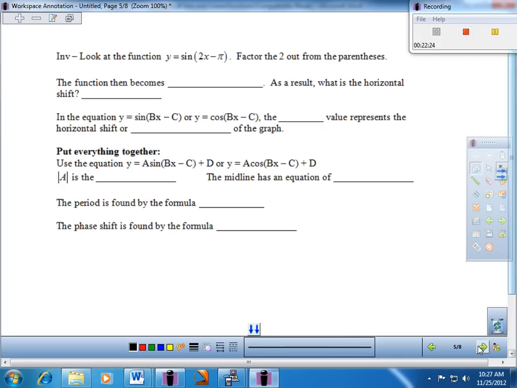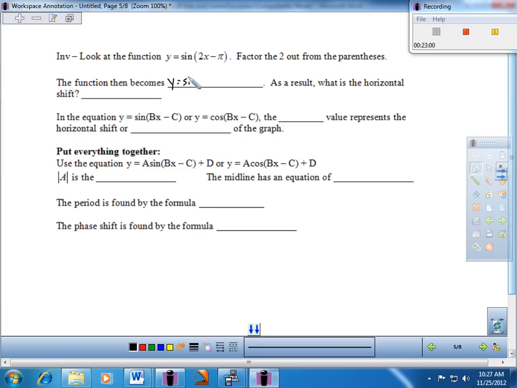Okay, and it says, look at the function y equals sine of 2x minus pi. Factor the 2 out from the parentheses. The function then becomes, and then as a result, what is the horizontal shift? So we're going to be a little careful with this. The way these are written might throw you off just a touch. So pay close attention here. Here's what I'm thinking. If I look at this piece right here, what I'm going to do very simply is factor out the 2 from each of these terms right here.